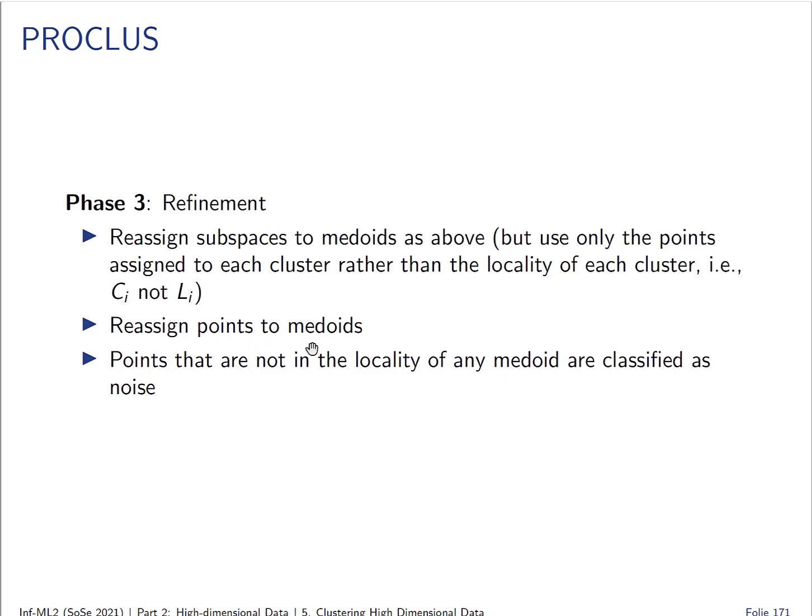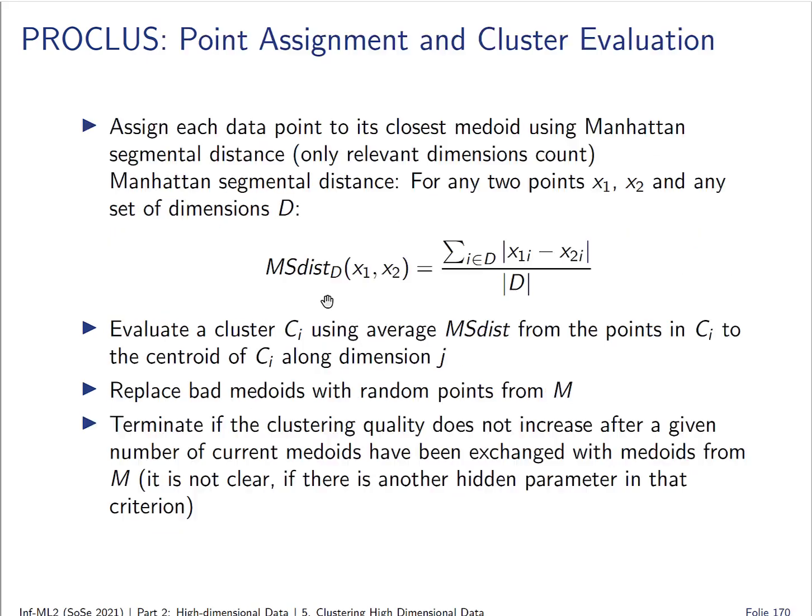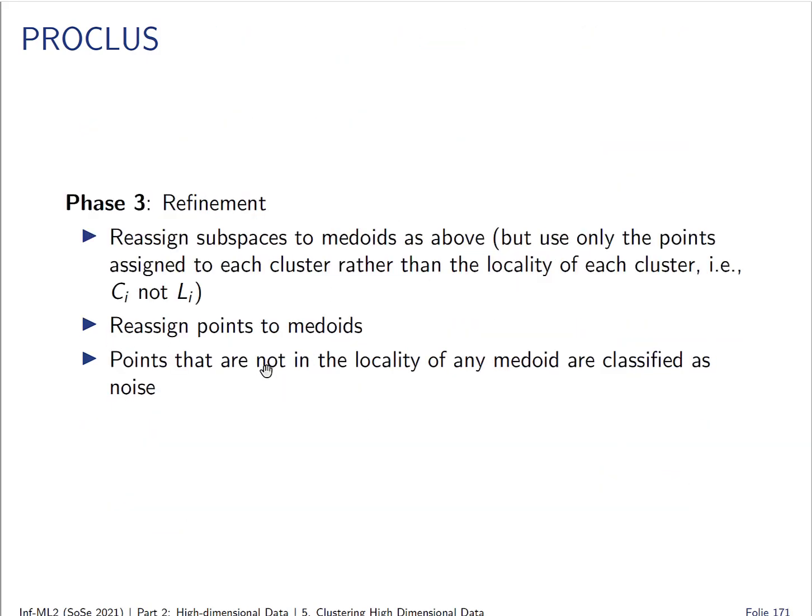Then we reassign points to medoids, and points that are not in the locality of any medoid are then classified as noise. So you see here that this locality is the key concept for learning the features, but also in the last phase for deciding about outliers and noise points.